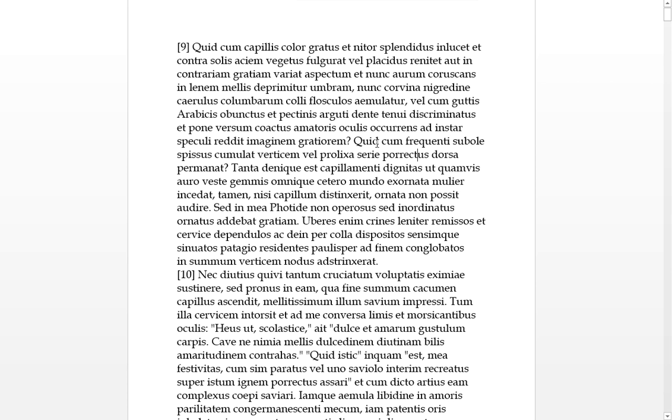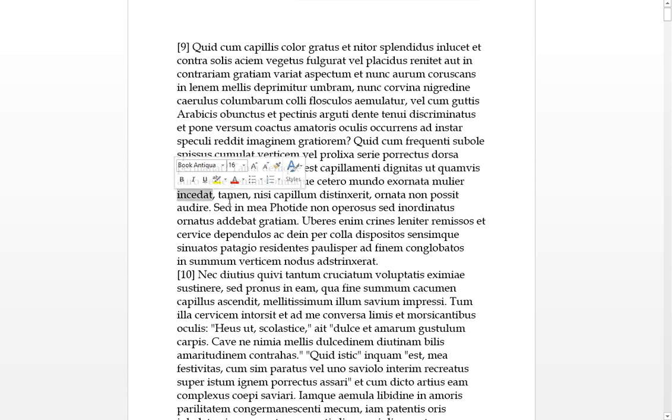He's just asking a question: what about when the hair's up on top of your head, or when it's all long, stretched out down your back? Tanta deniqui. So finally, deniqui, such as the dignitas, the honour or the beauty of the capillamenta, this is the woman's hair in some fancy word, so that quamvis, although, with an auro veste, with a golden clothing, a mulier is exornated, the woman is decorated, and cetera mondo and omnigemus, so omnigemus is all the gems. So golden clothing, all the gems, and the rest of her mundo, the rest of her day-to-day neat sort of decorations that she is ornated with.